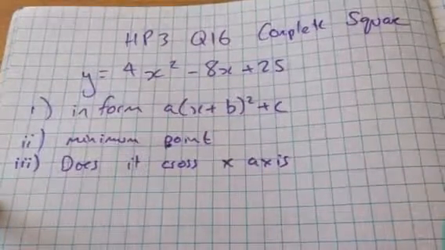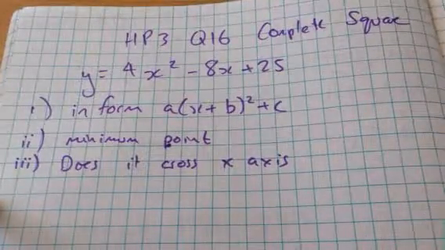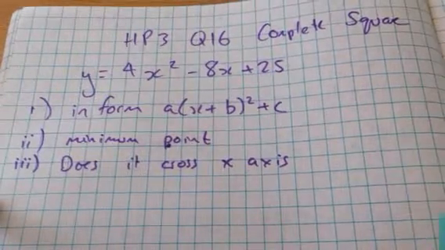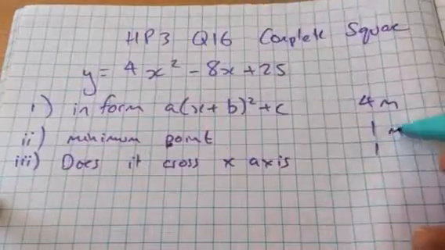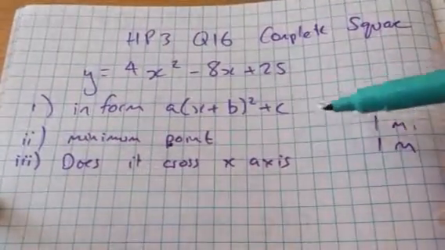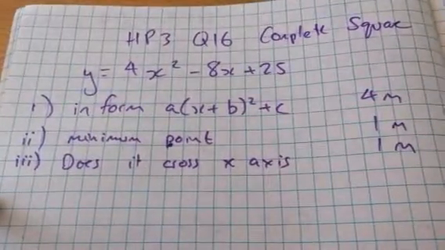Then it asks us for the minimum point, which once we've completed the square, we should be able to get that. And then it asks, does it cross the x-axis? So it'll be 4 marks for the first part, and then a mark each. So once we've done the hard work there, those two should follow.